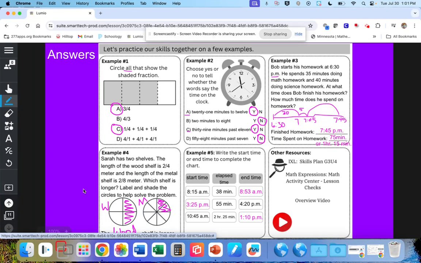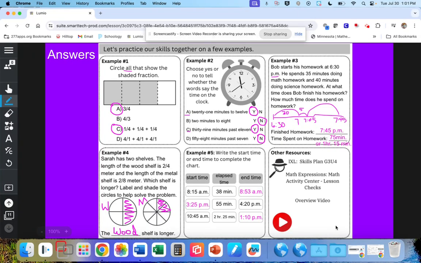Our next portion down here, we have 2 shelves. The wood shelf is 2/4, so they gave us a drawing. We can shade in the 2 out of the 4 for the wood, and we have 2 out of 8 for the metal, so we can shade in the 2 out of the 8 for the metal shelf, and we'll find out which shelf is bigger. We found out it is the wood shelf.